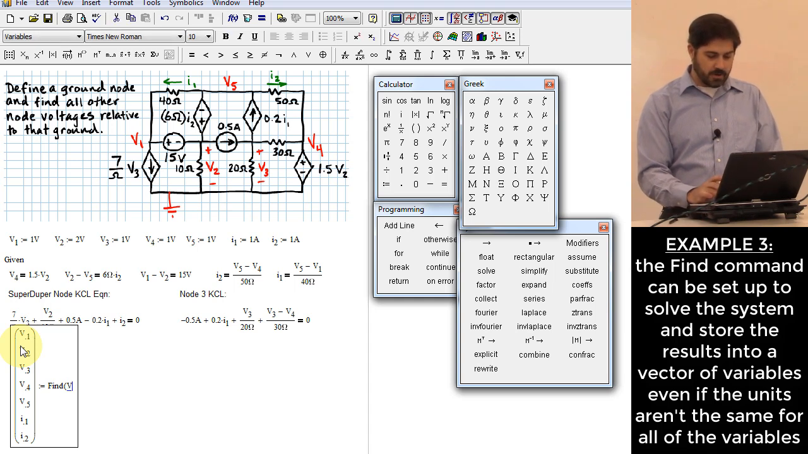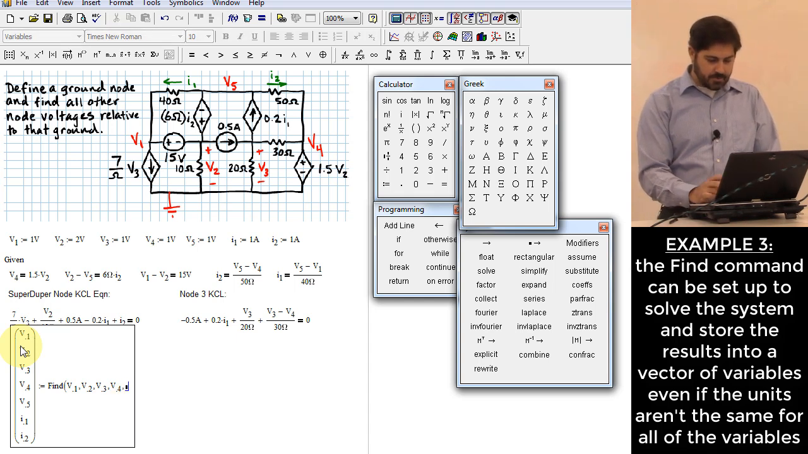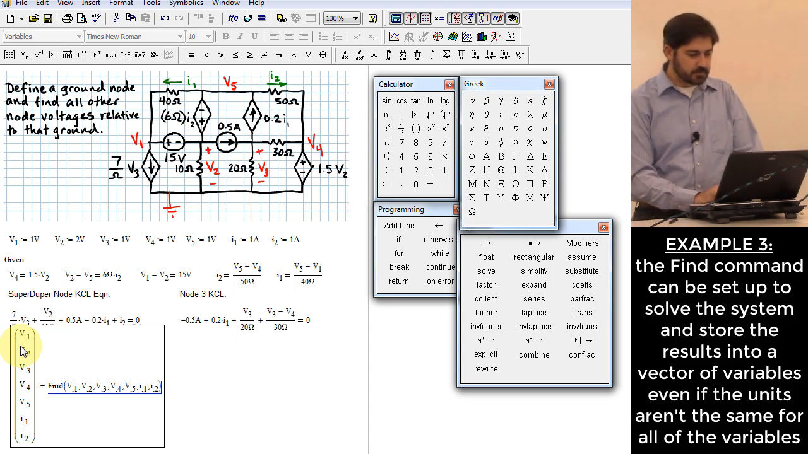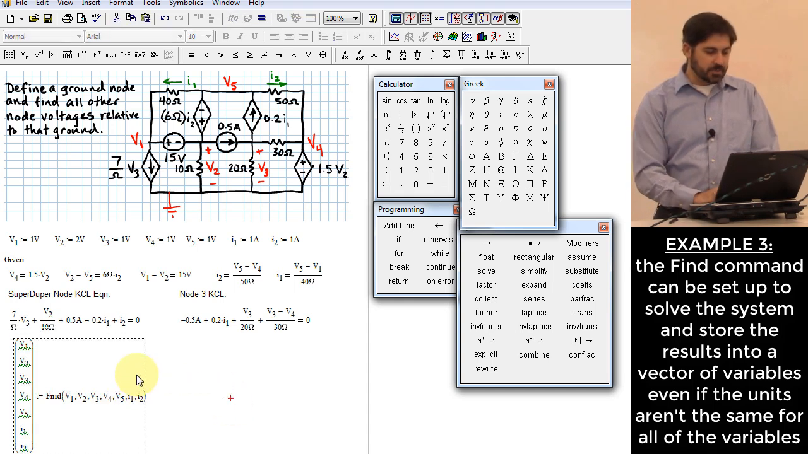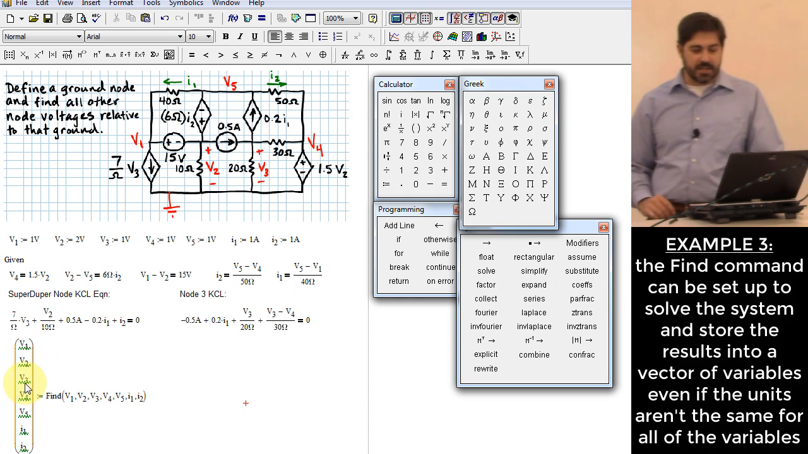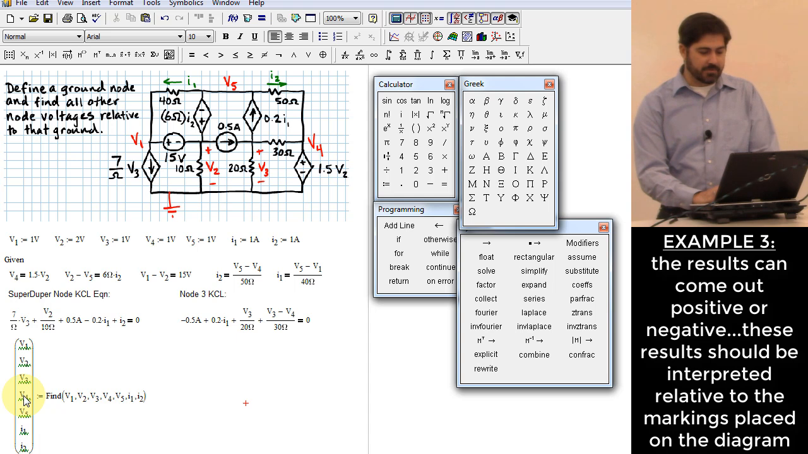V1, same order, V2 with commas, V3, V4, V5, I1, and I2. Okay. And if you get the little green squigglies like this, at least in MathCAD 15, that's a good sign. Right? It means it probably solved it. So let's see what we've got for some of these things.